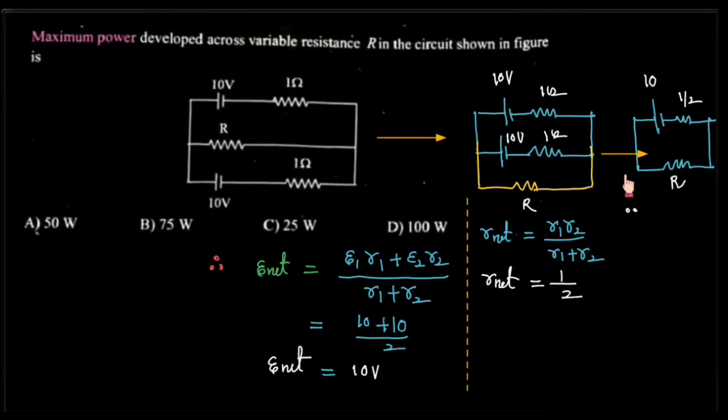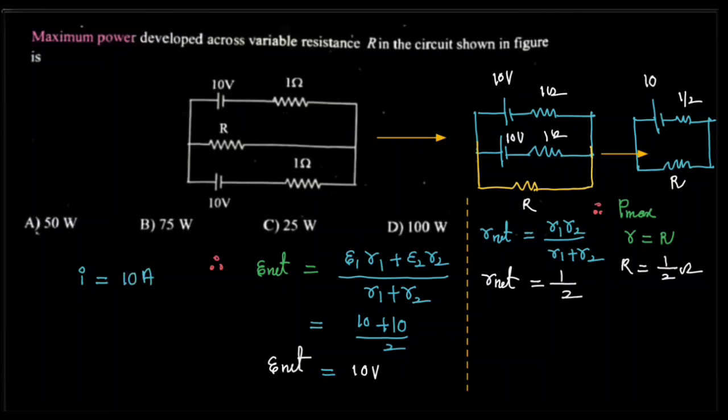Therefore for maximum power, for Pmax, the internal resistance and external resistance should be equal. So this capital R is also 1/2 ohm. Then how much current passes in this circuit? The 10 volt source, and these two resistances are in series, so 1/2 plus 1/2 is 1. Therefore the current can be written as 10 ampere, right?